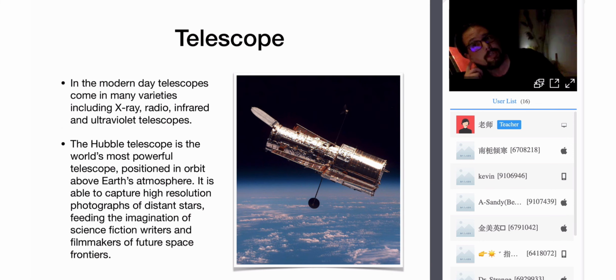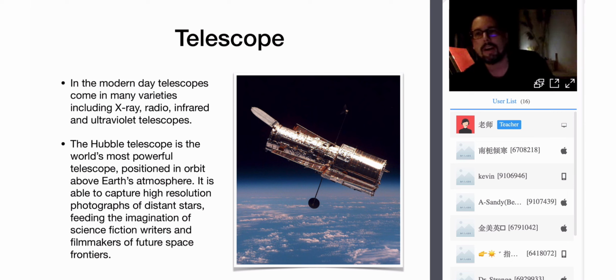We use the telescope for navigation just as much as we use the compass. In the modern day, telescopes come in many varieties, including the X-ray, radio, infrared, and ultraviolet telescopes. And this is a photograph of the Hubble Telescope. It is the world's most powerful telescope, and it is positioned in orbit above the Earth's atmosphere.